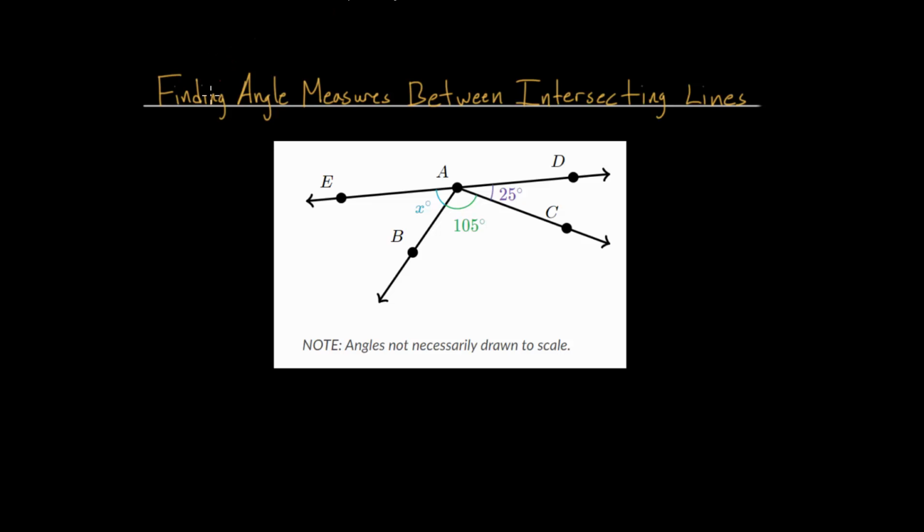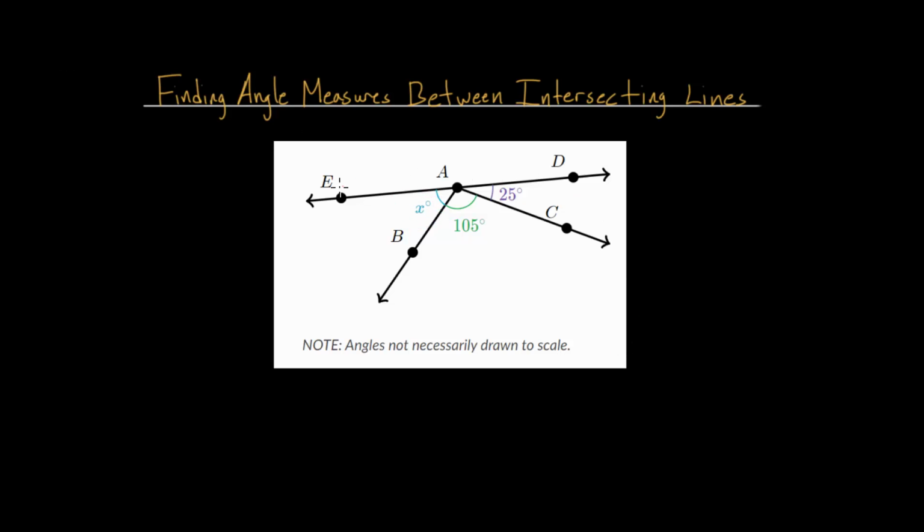In this video, I'd like to talk about finding angle measures between intersecting lines. So in these example problems, we're essentially going to have some missing angle that we need to determine what its size is, or how many degrees it has. Looking at this example problem, we are told this purple angle here, DAC, is 25. This green one here, BAC, is 105, and we need to find angle EAB, this X degree angle.